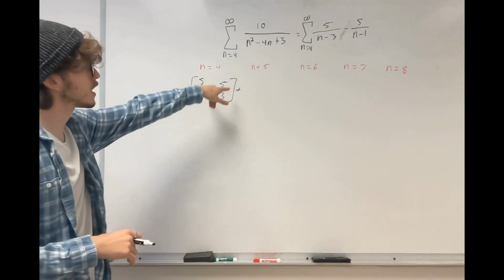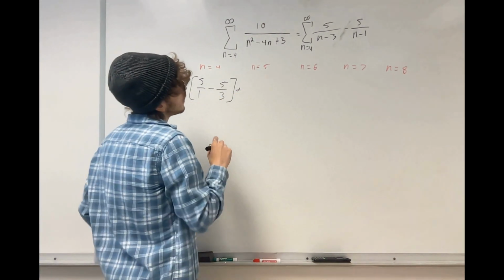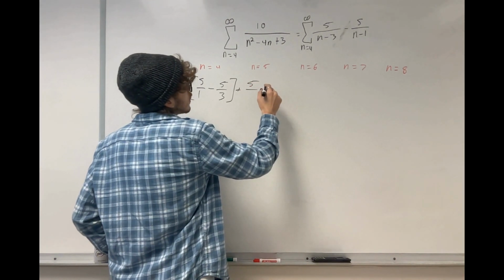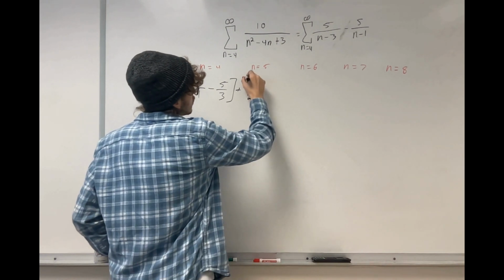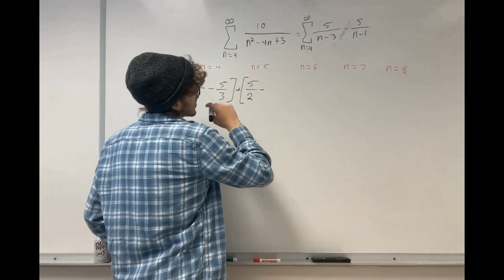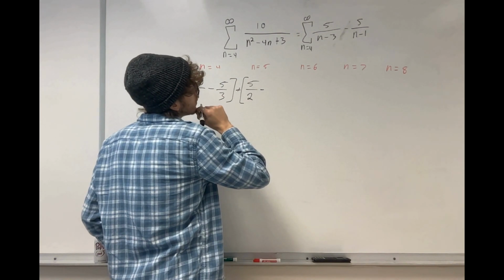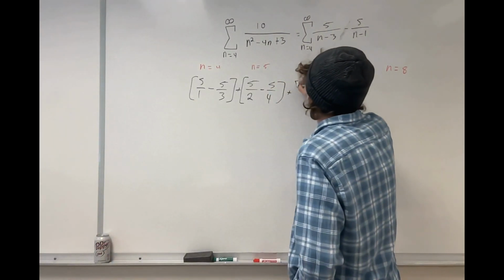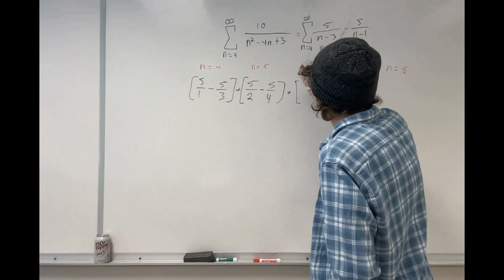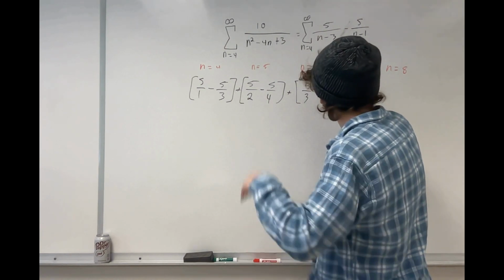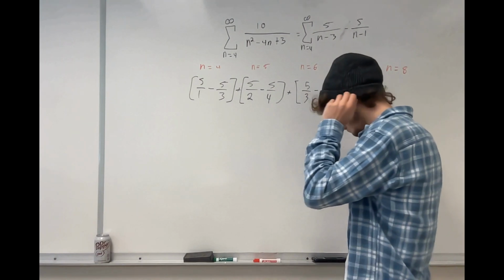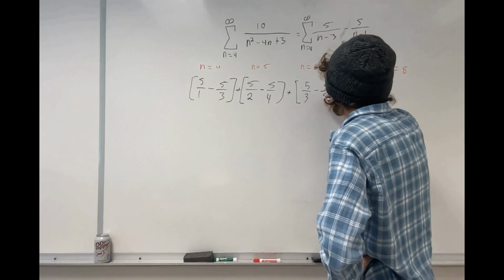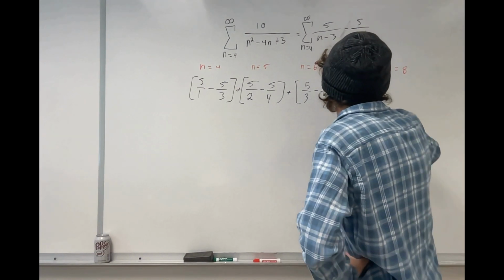So we have our first term. We're going to add it to our next one. So n equals 5. What is that? This is going to be 5 over 5 minus 3, which is 2. This is going to be subtracted by 5 over 4, added to our sixth term, 5 over 3 minus 5 over 5, our seventh term.